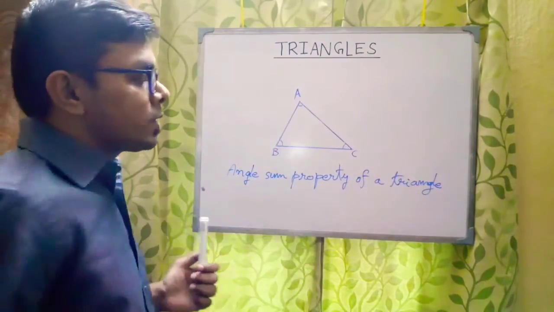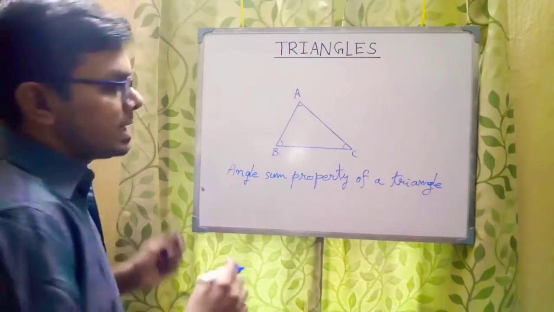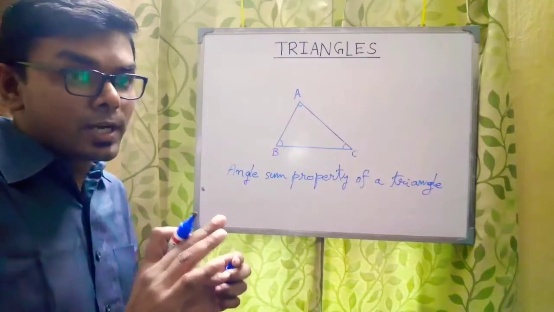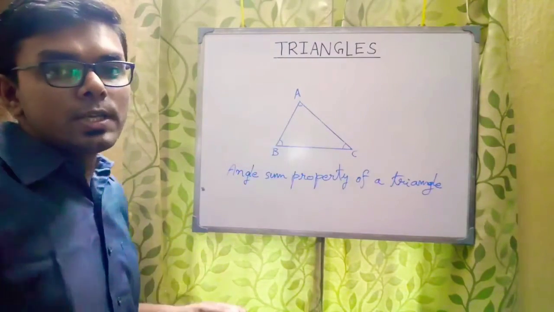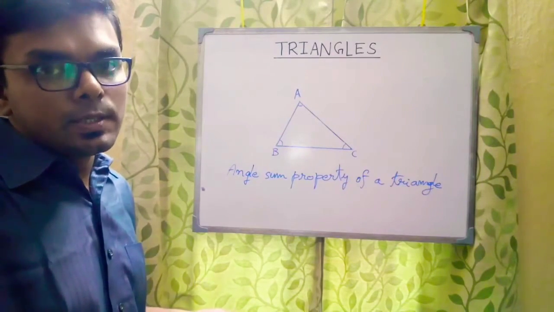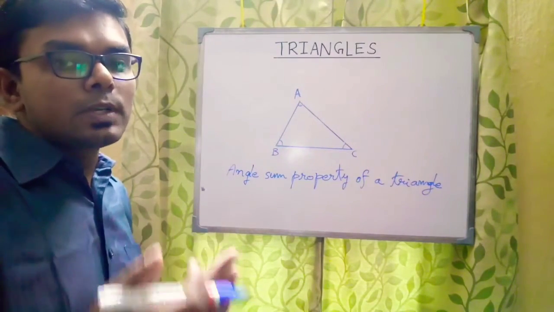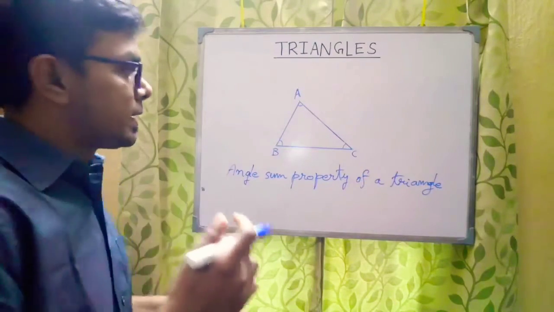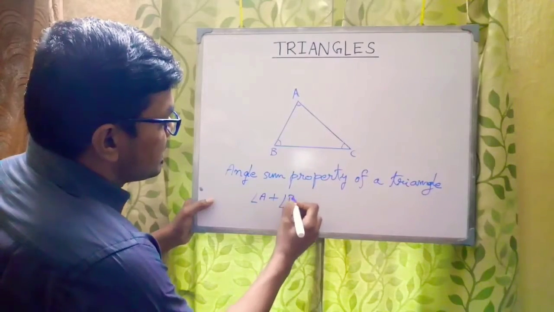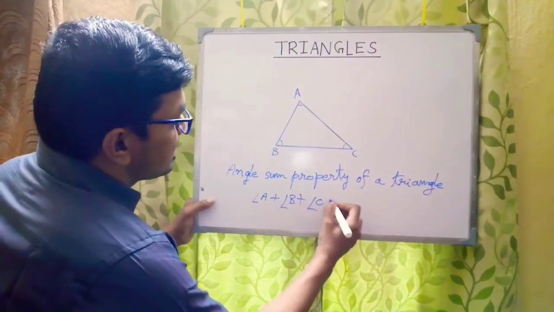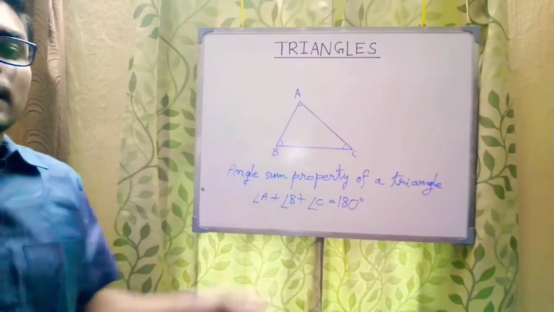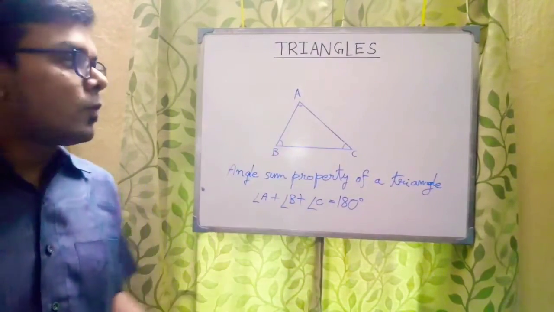Now the angle sum property of a triangle says that in any triangle, please note this, the sum of the three interior angles is always equal to 180 degree, or, in other words, is always equal to two right angles. That is, angle A plus angle B plus angle C equals 180 degree. This will always be true for any triangle.